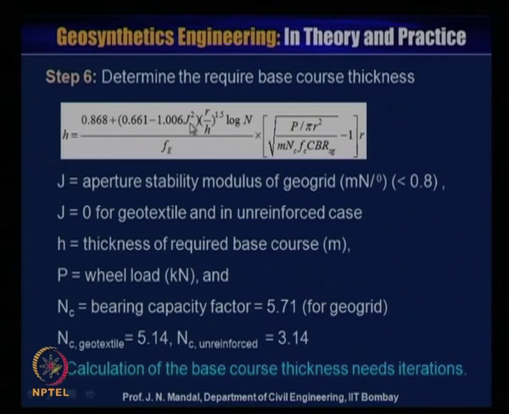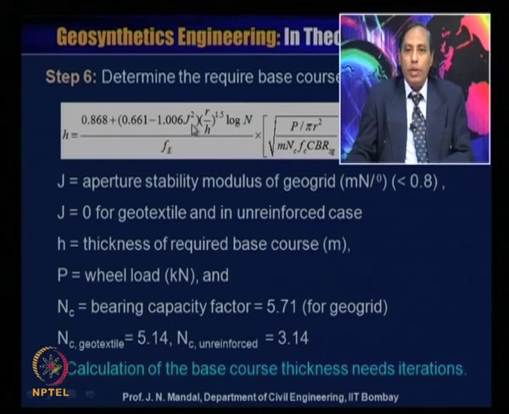Here, J is the aperture stability modulus of geogrid, in meter-newton per degree, that will be less than 0.8, and J is 0 for geotextile and in the unreinforced case. h is the thickness of the required base course in meter, and P is the wheel load in kilonewton. Nc is the bearing capacity factor, which is 5.71 for geogrid, 5.14 for geotextile, and 3.14 for the unreinforced case.